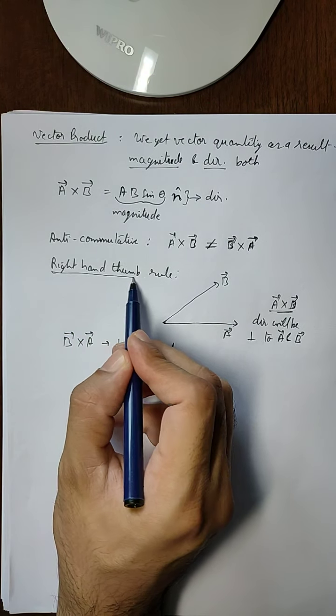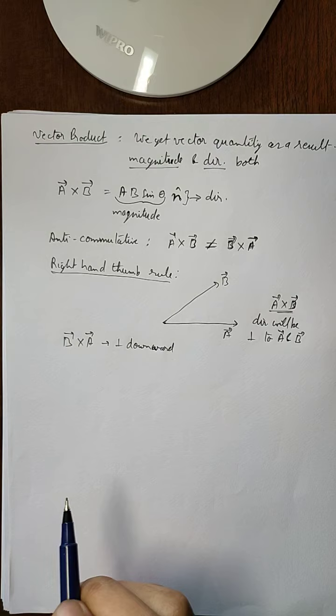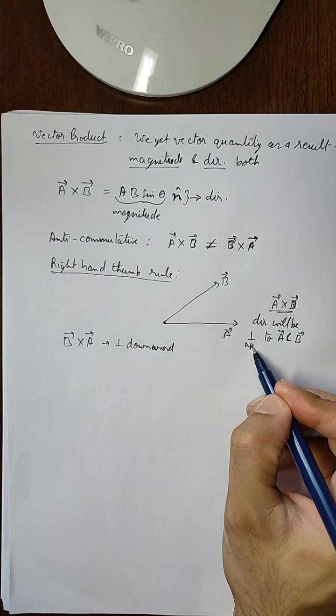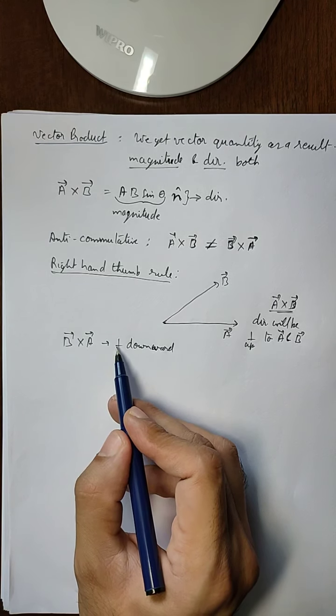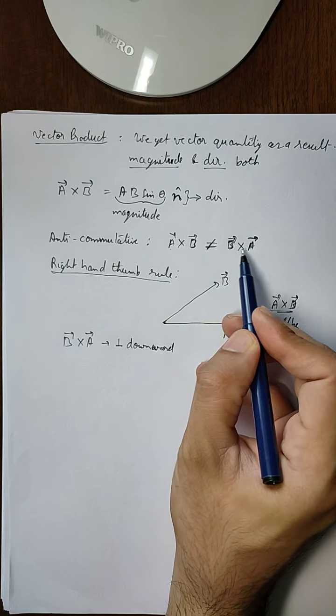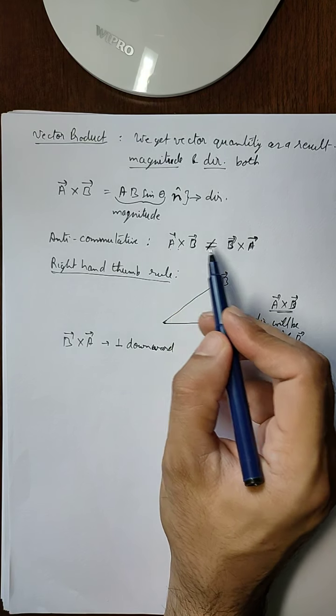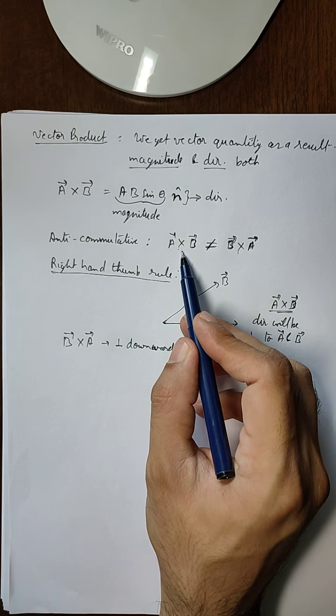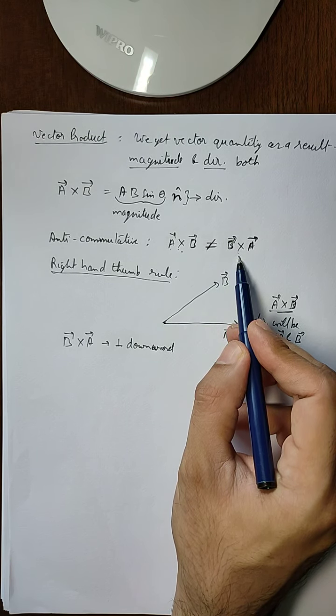So this is how the right hand thumb rule is applied to find the direction. If we are doing A cross B, the direction is perpendicularly upward, and if you are doing B cross A, the direction is perpendicularly downward. And that is why A cross B is not equal to B cross A, because the direction of both of these quantities are opposite to each other. Direction is perpendicular, but for this one it is upward and for this one it is downward.